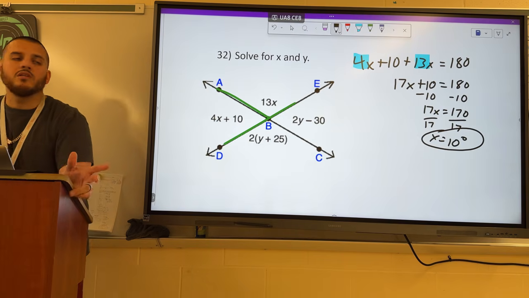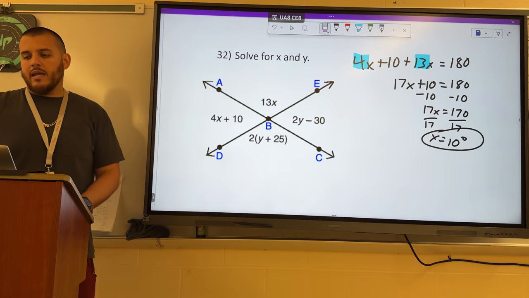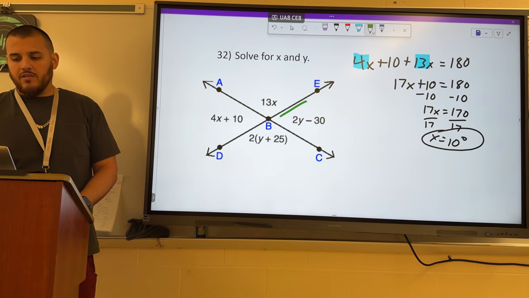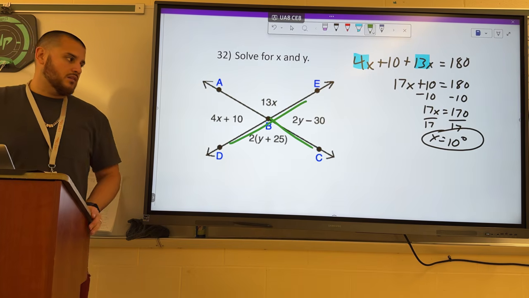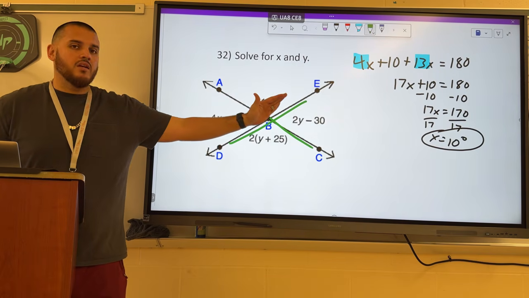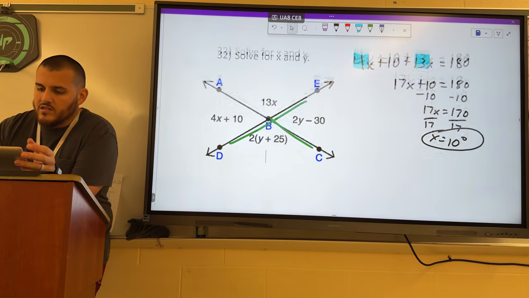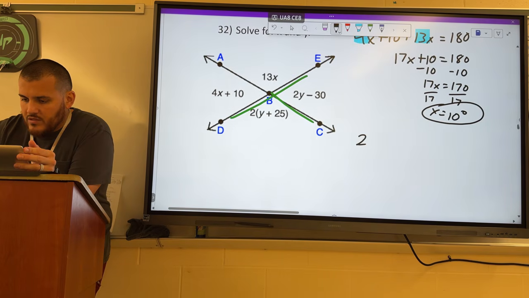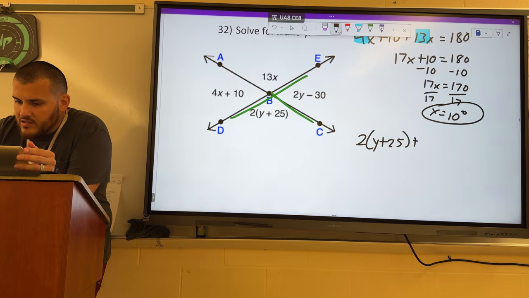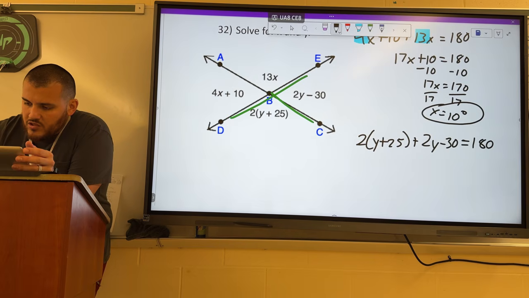Now I could absolutely plug in that 10 and use vertical angles to solve for y, but I'm just going to look at the other linear pair that I can solve here, which involves both of my y's. Again, side by side on a straight angle, these have to add up to 180 degrees. We also are going to see some unique algebra involved as we do this. So 2 times the y plus 25 plus the 2y minus 30 has to equal 180 degrees. And hopefully you recognize you got to distribute here.